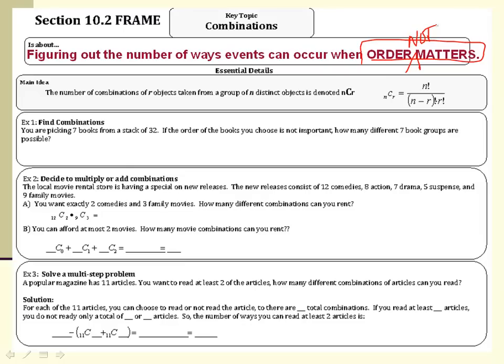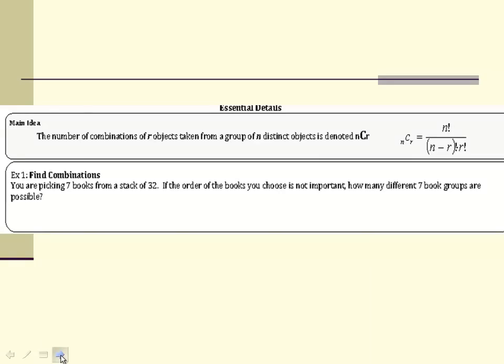I want you to take a look at the combination formula that's there. Again, this can be put in your calculator under your math probability section, but I want you to know why things are different. Let's look at a couple of examples. I want to pick 7 books from a stack of 32, and I truthfully don't care what order I pick the books. I just want 7 books, and that's what's different about a combination. So what I'm going to do is 32 combinations of 7.